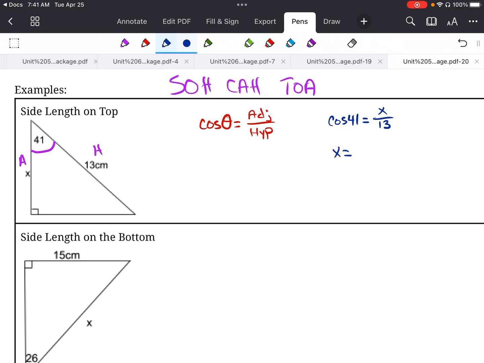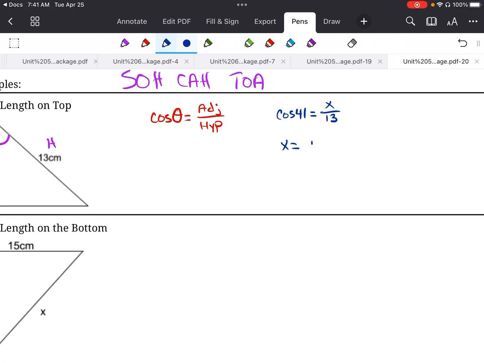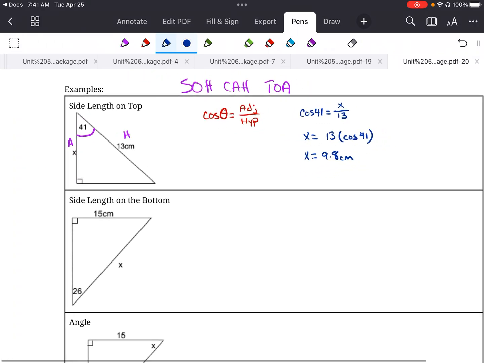As we know, when the variable's on top, we're going to multiply, so it's 13 times the cos of 41. So x equals 9.8. I'm skipping a step there because it's more accurate when you use all the decimal places. Cos 41 rounds to 0.755, but that's not the most accurate answer. So just press cos 41 and then times 13.